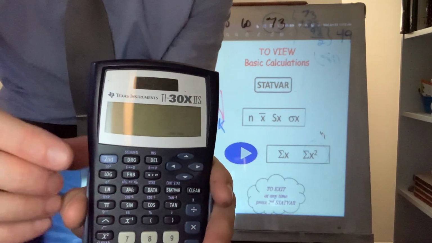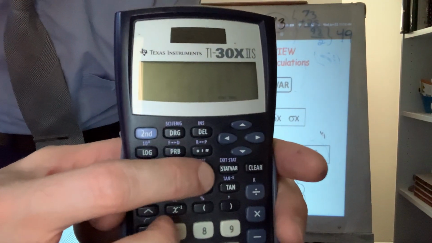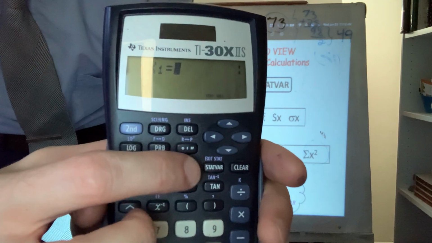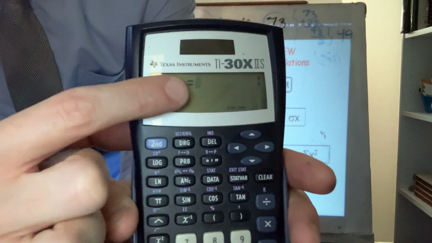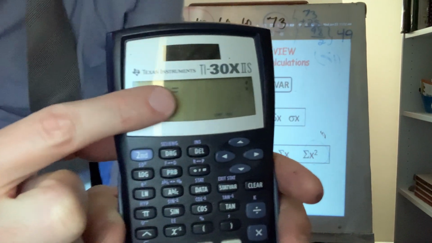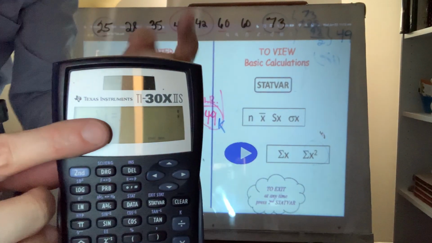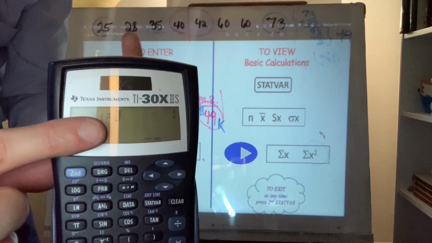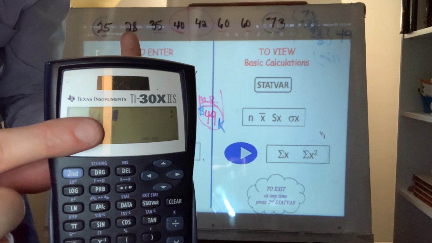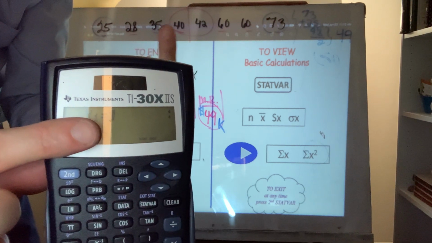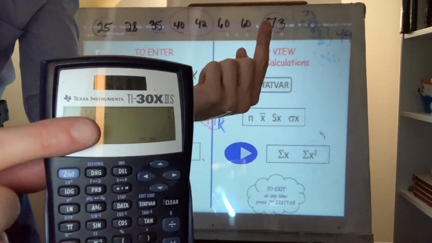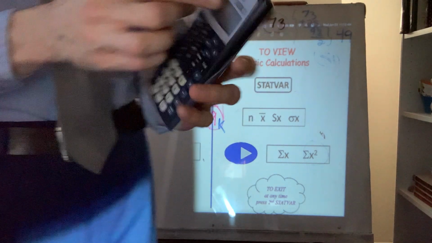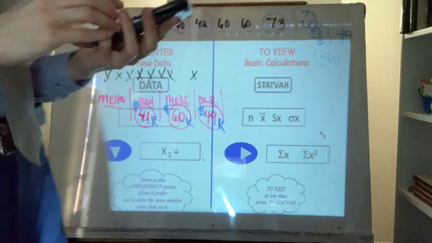But here, if you press data now, you'll see that there's a void here where you could enter the value. So this figure that you see here, 25, I'm going to type. Then I'm going to scroll down and type 28, enter. Then 35, 40, 42, 60s, and the 73. So it's better to look at it.